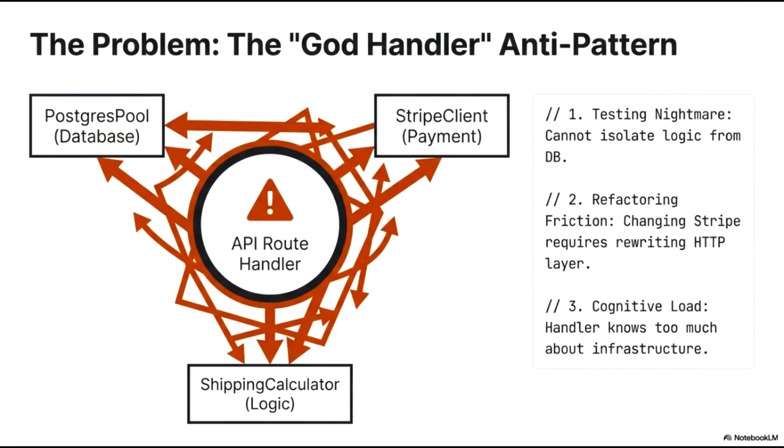First, it results in a testing nightmare. Because the business logic is not isolated from infrastructure like the database, it becomes nearly impossible to write clean unit tests. Second, we face substantial refactoring friction. If we need to change how we interact with a third-party service like Stripe, we are forced to rewrite parts of the HTTP layer itself. Finally, this pattern imposes a heavy cognitive load. The handler possesses too much knowledge about various infrastructure components, making the code significantly harder to understand, maintain, and evolve over time.